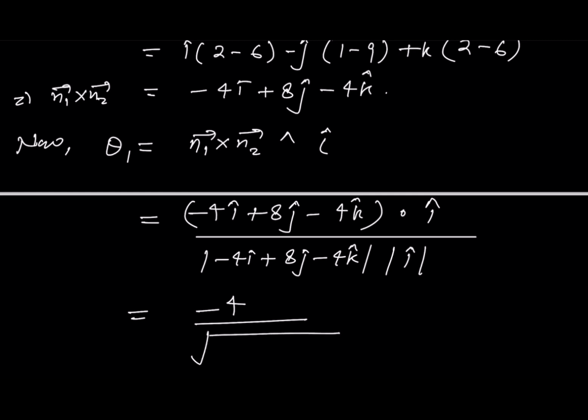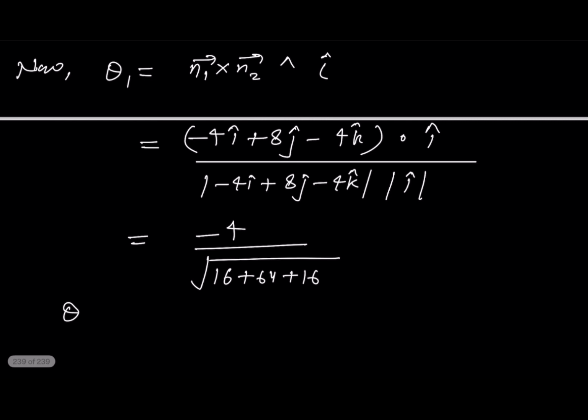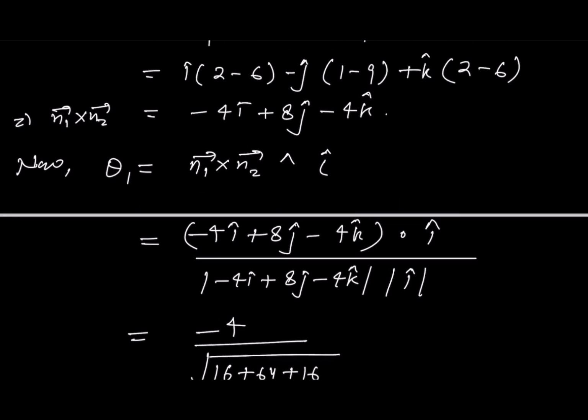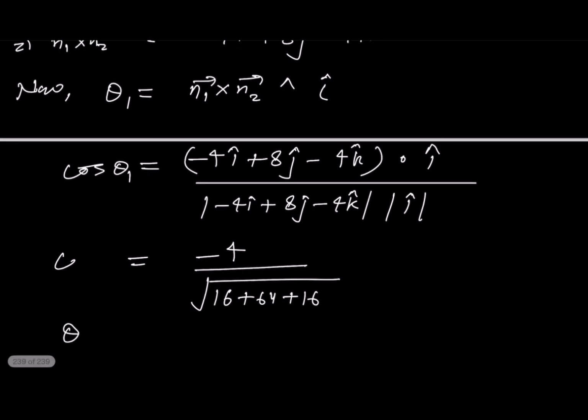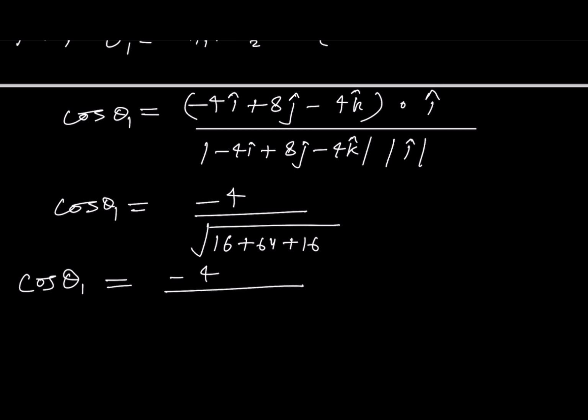So it will be minus 4 upon root over 4 square, that is 16, I'm directly writing, 16 plus 64 plus 16, and mod of i cap is 1. So this is cos theta 1 basically. Cos theta 1 is minus 4 upon root over 96, I'm not taking mod, you can take mod also, or minus 1 upon root over 6, right?